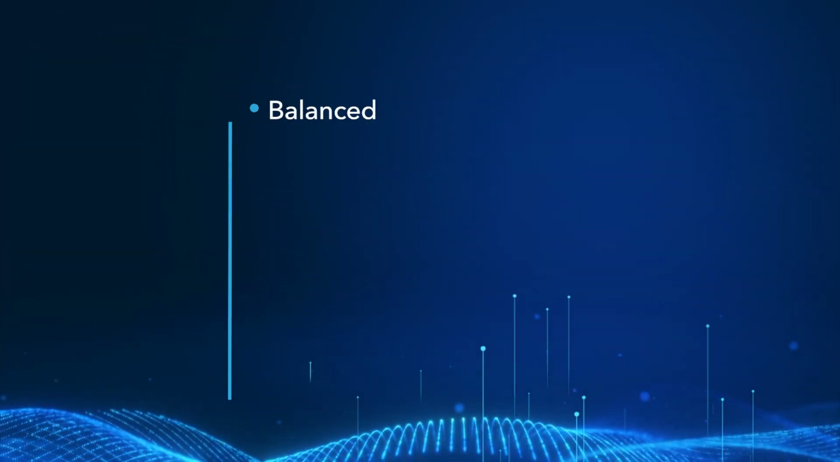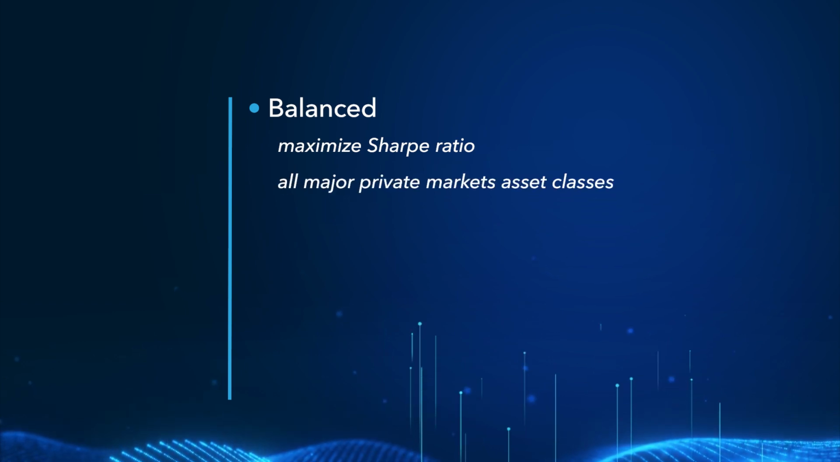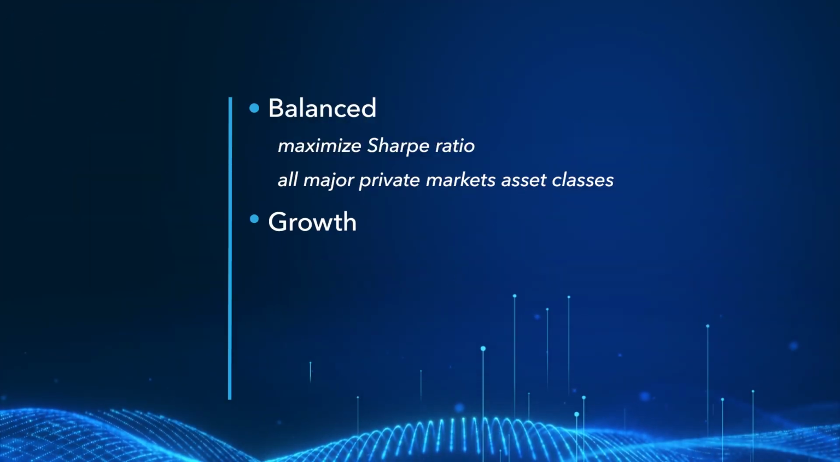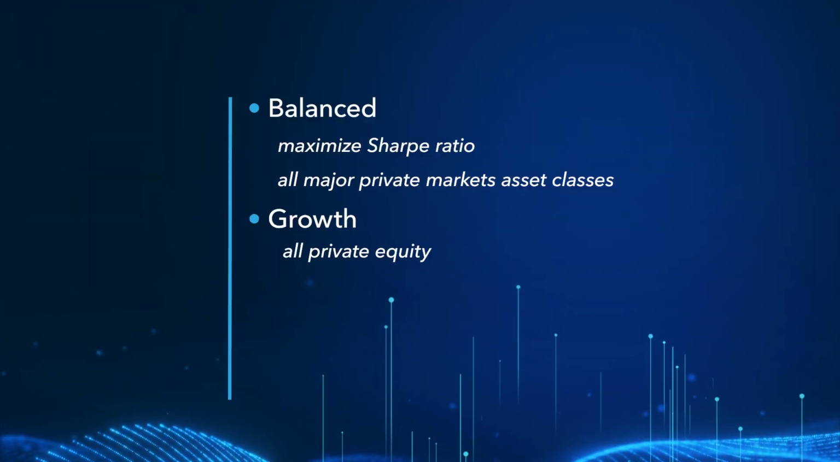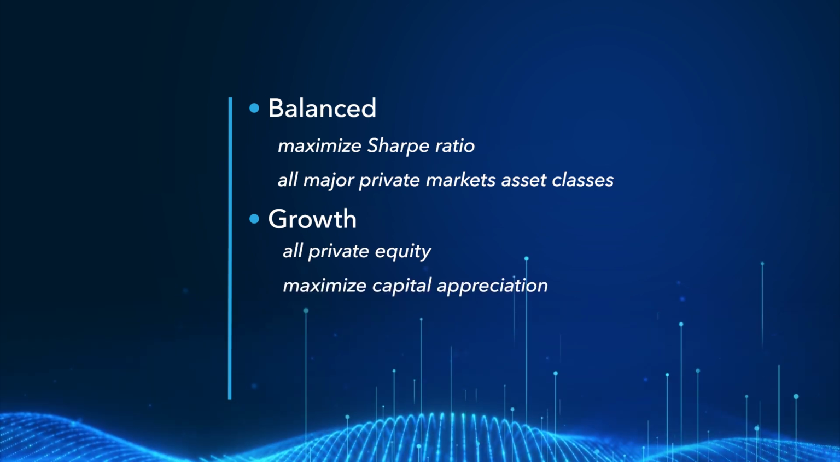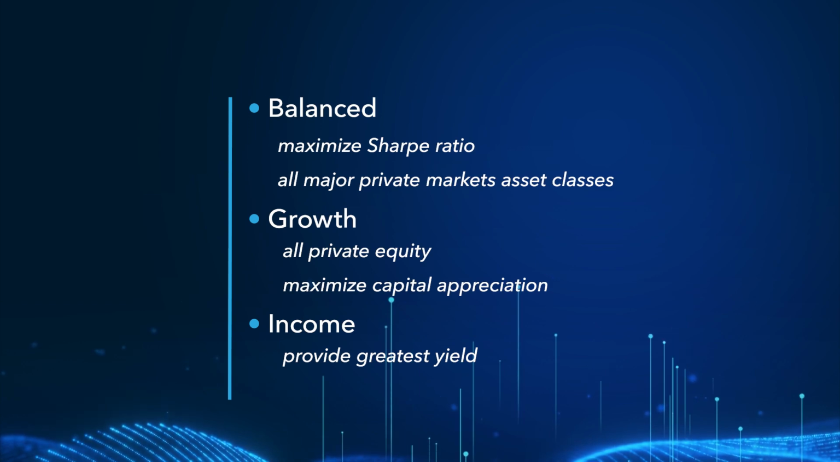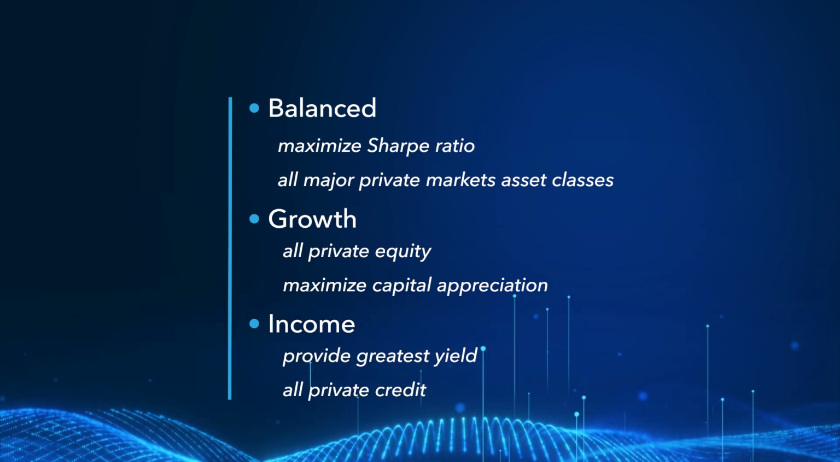Last April, we launched our balanced model portfolio designed to maximize Sharpe ratio. So you're getting exposure to all the major private markets asset classes. So we've got 50% to private credit, 30% to private equity, 20% to real estate, giving you both capital appreciation and income. Last November, we launched our growth portfolio, which is all private equity designed to maximize capital appreciation. And then, as you alluded to, hopefully over the next few weeks, we're going to be launching our income model, which is optimized to provide the greatest yield, greatest distribution, and that's going to be all private credit exposure.